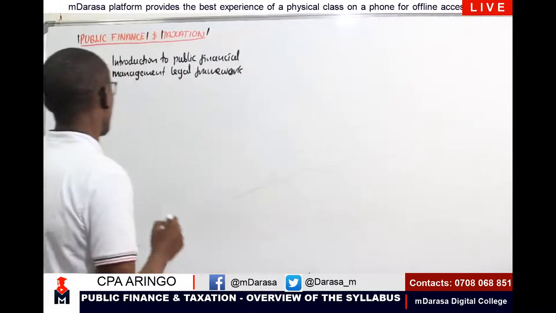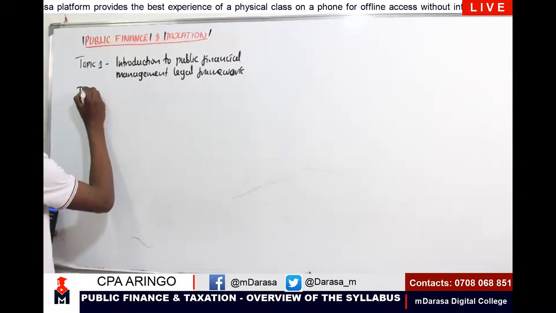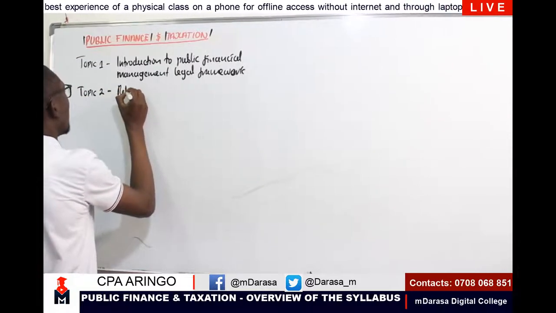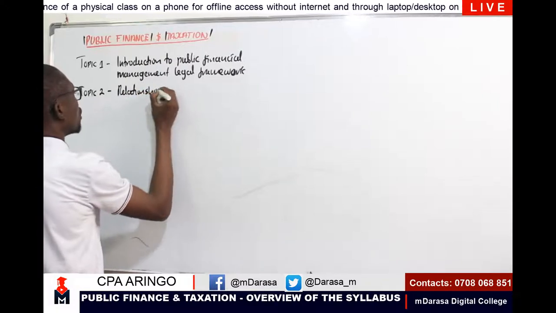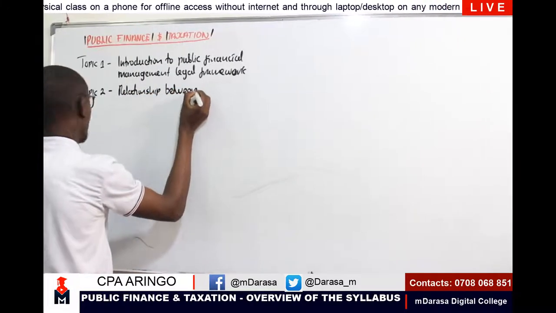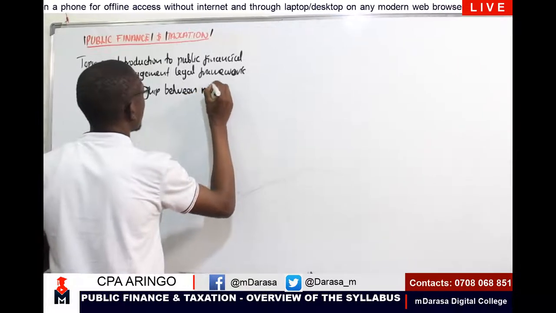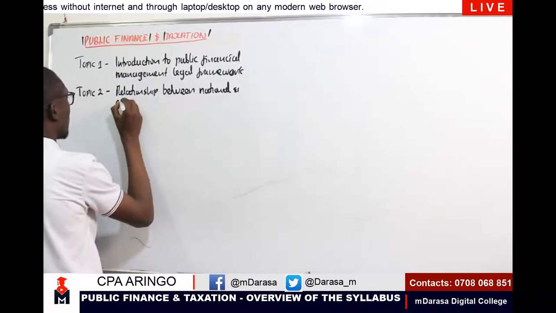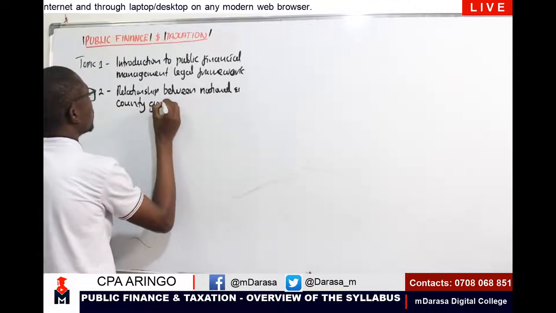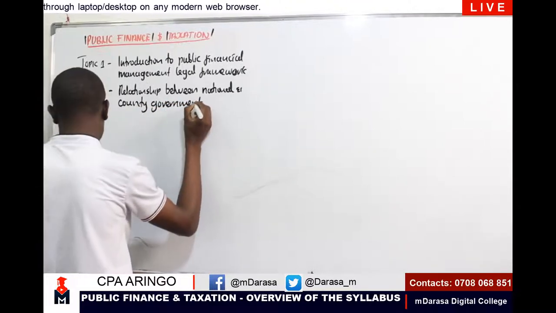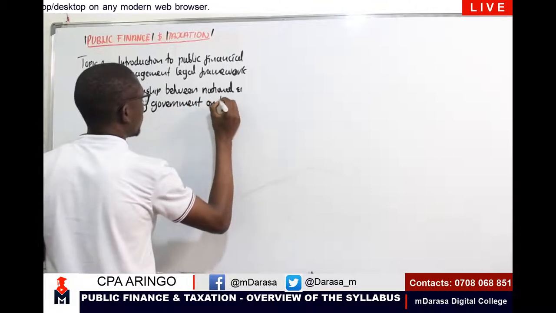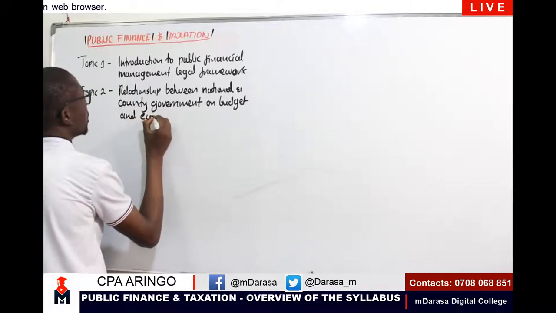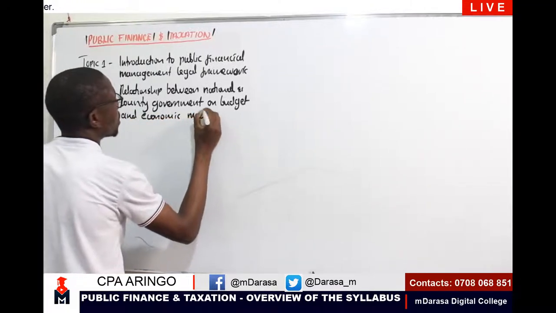Then talk of topic number two, in relation to topic number one, because they do relate. We'll be talking of the relationship between national and county governments on budget and economic matters.